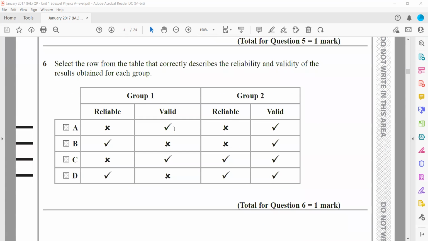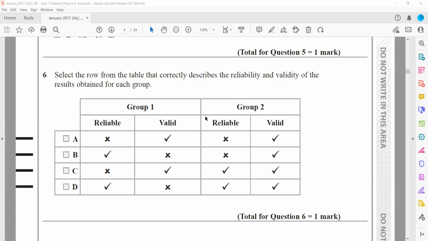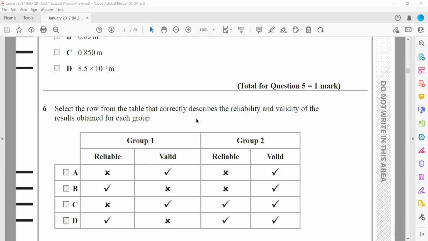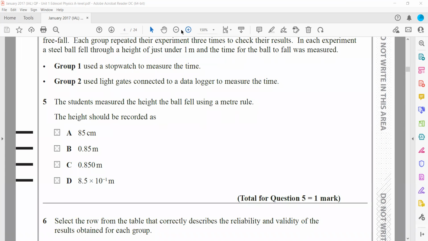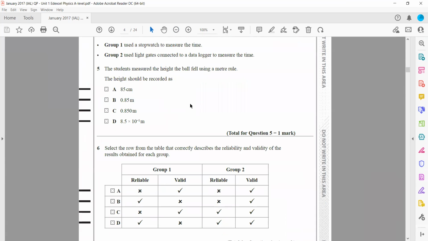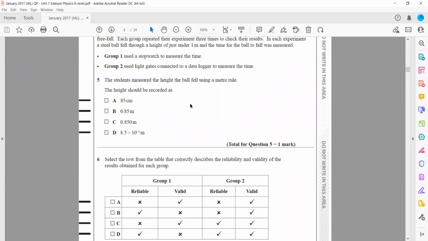Then in question 6, select a row from a table that correctly describes the reliability and validity. So whether the results are reliable, look, the first group is using a stopwatch. The stopwatch won't be reliable, because there's a chance of error from the reaction time of a person. We cannot say that is a reliable result because it is having some errors.